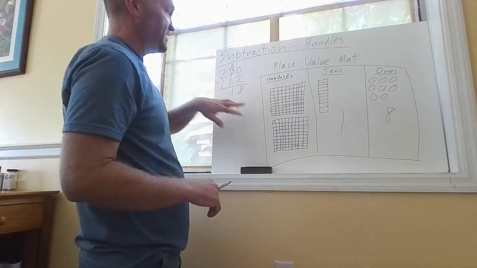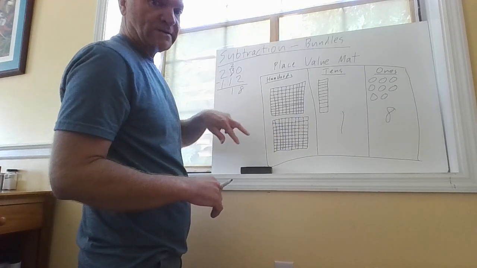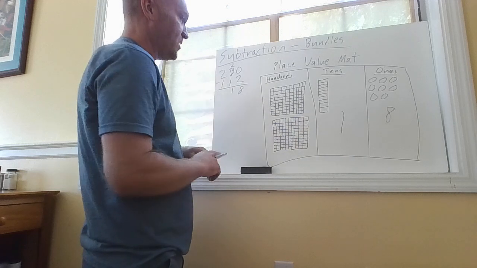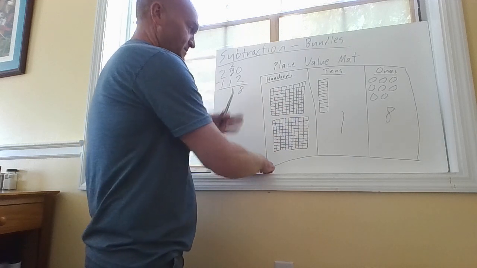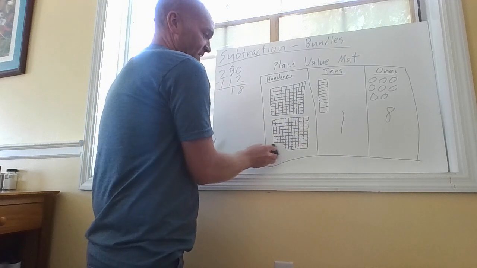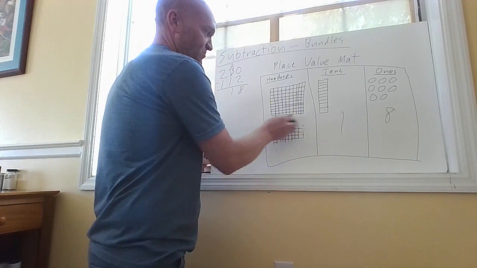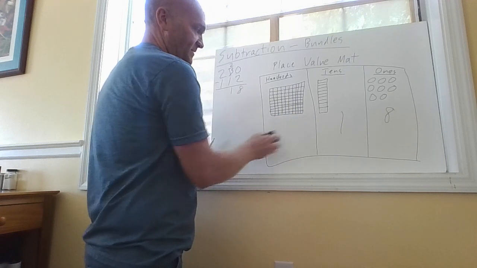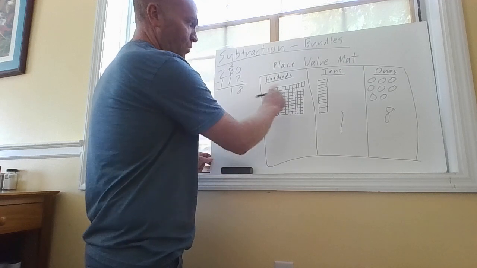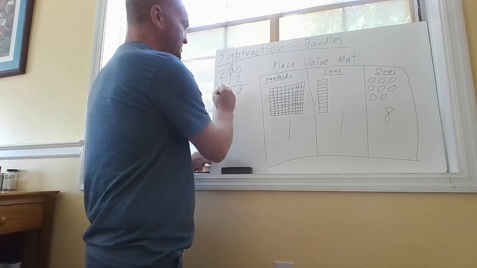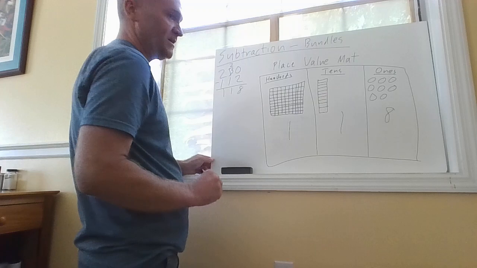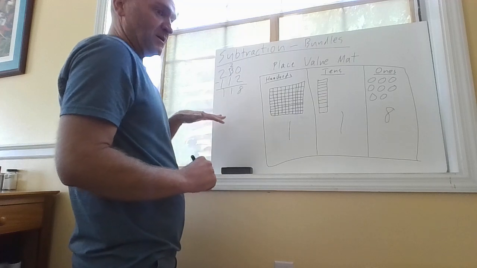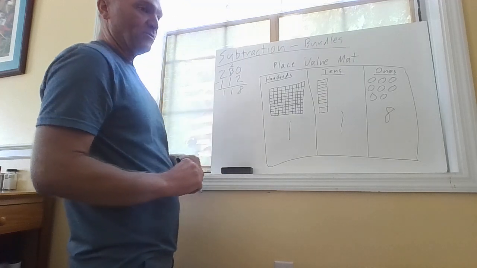Now I need to take from my 200s that I have, I need to take away 1. Since I have enough, I can go ahead and do that. So I can take away one of these hundreds. And that leaves me with 1 in the hundreds place. So I can go ahead and put that here. And that gives me a difference of 118.